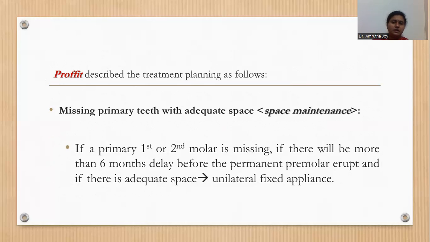According to Proffit, the treatment planning is as follows. If primary teeth are missing with adequate space, then we need to give space maintenance. If a primary first or second molar is missing, and there will be more than 6 months delay before the permanent molar or the permanent premolar, that is the succedaneous tooth, erupts, then we can give a fixed unilateral appliance.